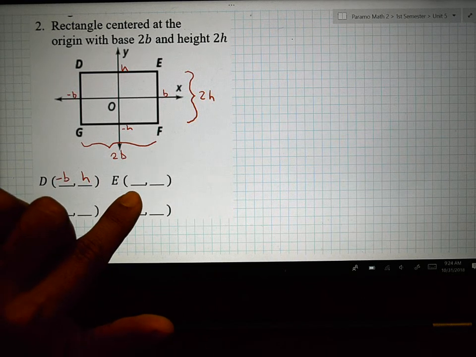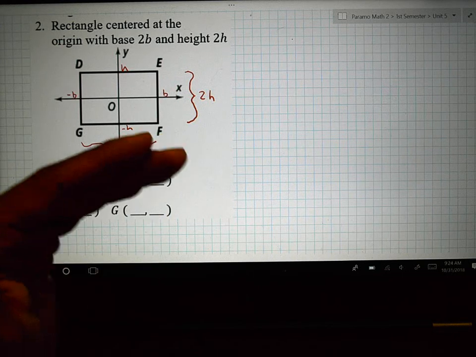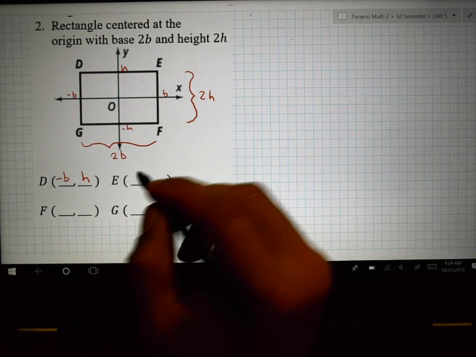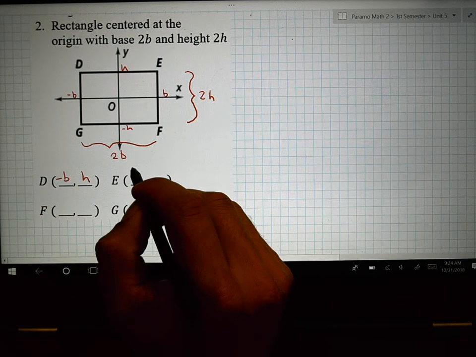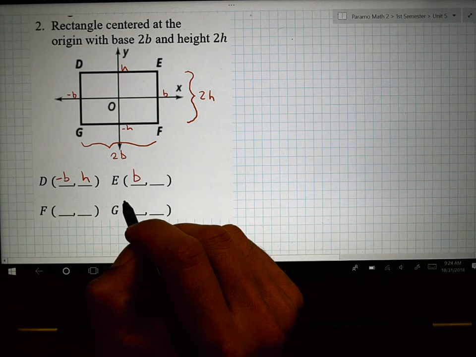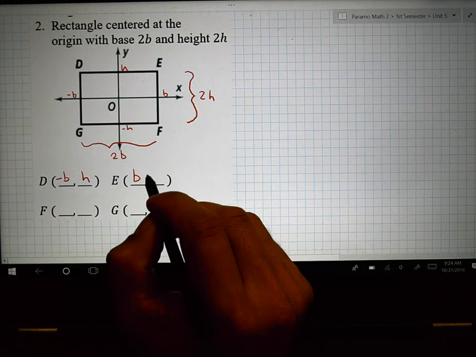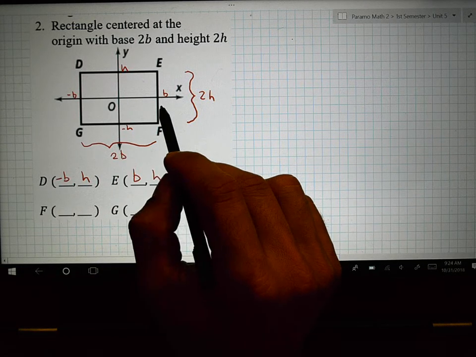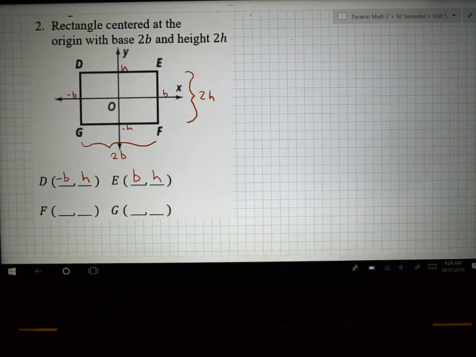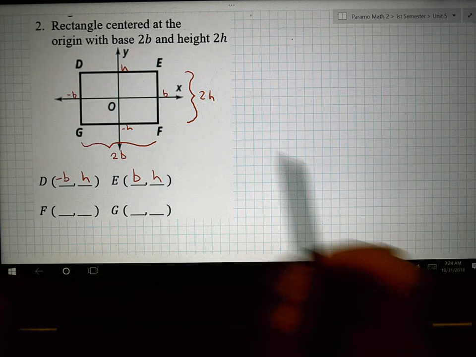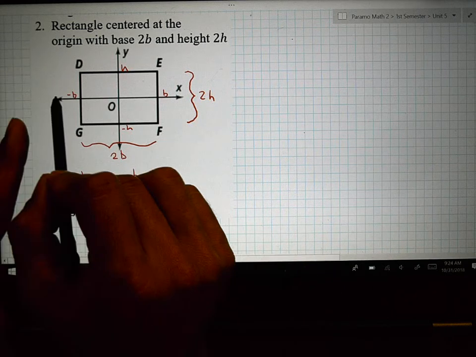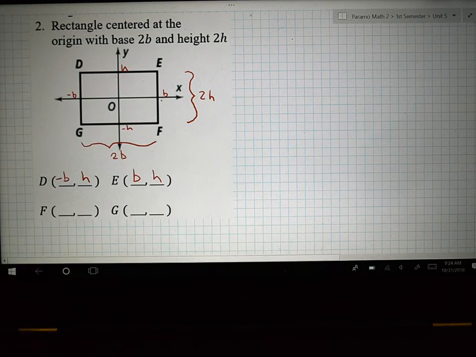So if you are trying to do E, you're going to the right and up. I'm hoping you know what your two letters are. What's the first letter? I agree. The second letter? I agree. You went to the right, b units. You went up, h units. That's it. The hardest part was figuring out that if you have 2b, you have half to the right and half to the left, and I wrote those right there.